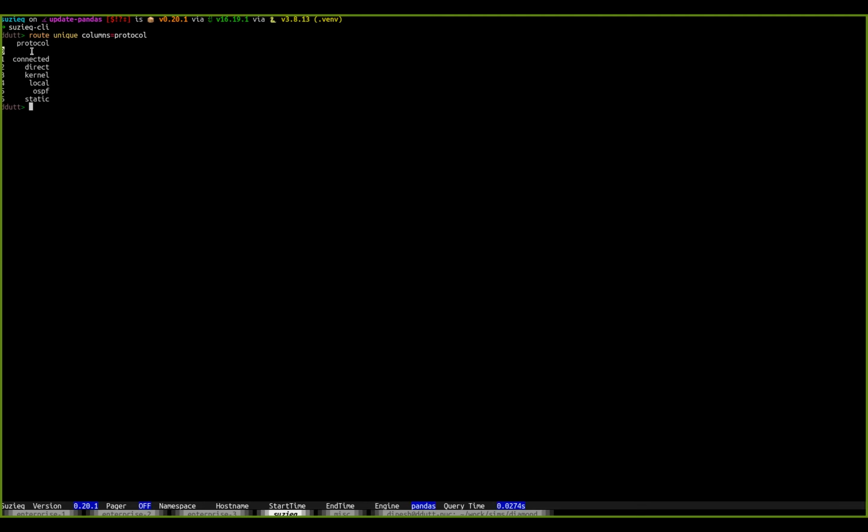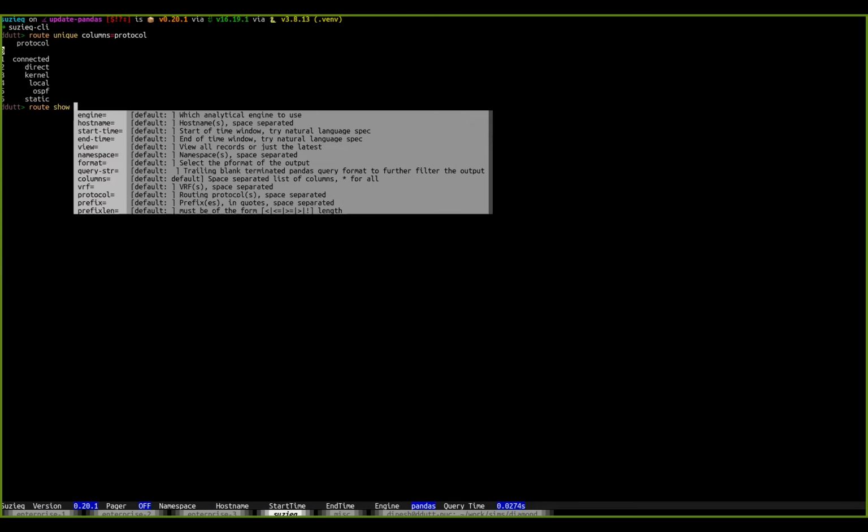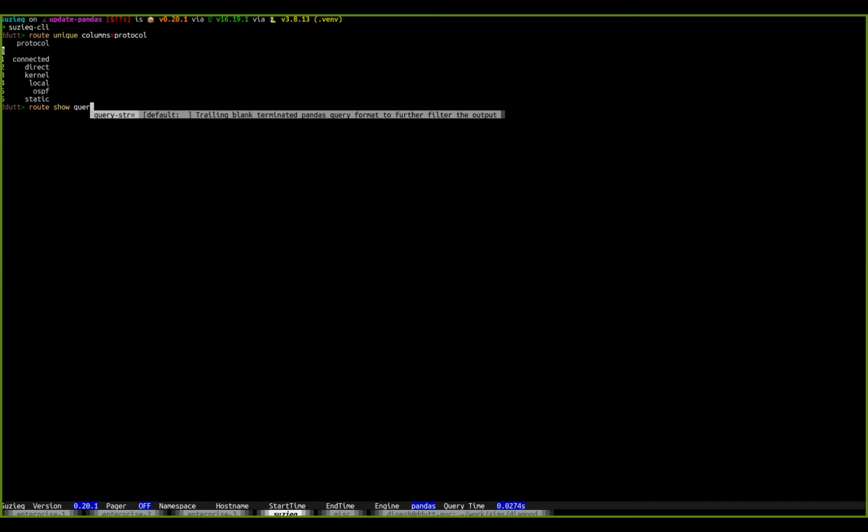There is something that is blank. A blank protocol is classically an indication that maybe there's a problem, but it could also be because it's coming from a Linux server or a Linuxy device that does not give us the protocol for that particular route, so to speak. So one way to check that would be to say route show, and you would say query string equals protocol equal blank.